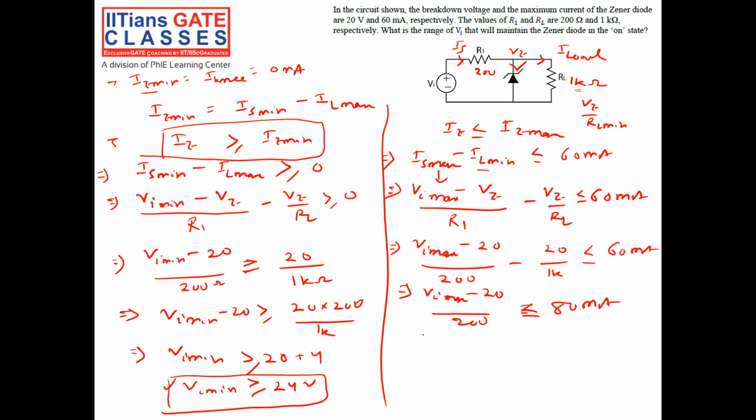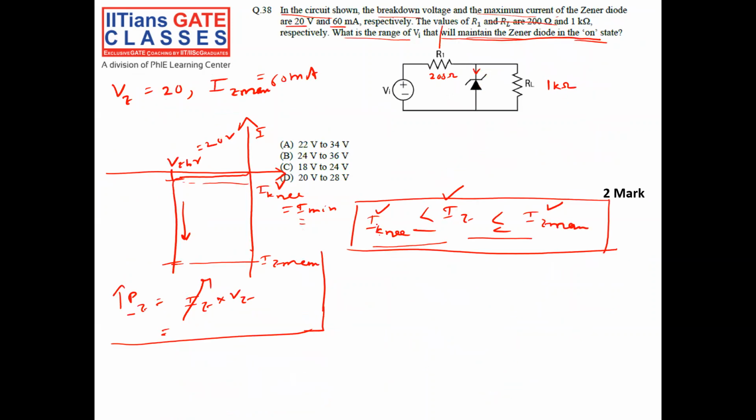80 milliampere. Okay, so this implies Vi max minus 20 less than equal to 80 into 200 is 16, right? This implies V in max less than equal to 20 plus 16 is equal to 36 volt. Okay, so V in should be more than 24 and less than 36. Okay, see, this should be answer B, right?